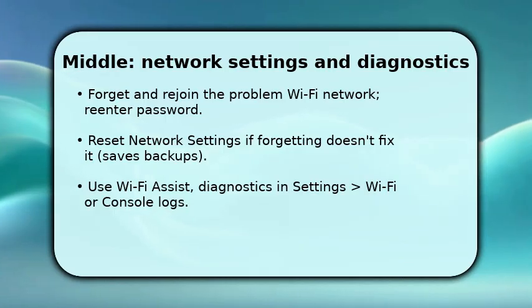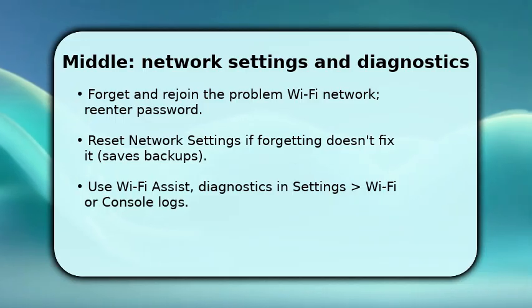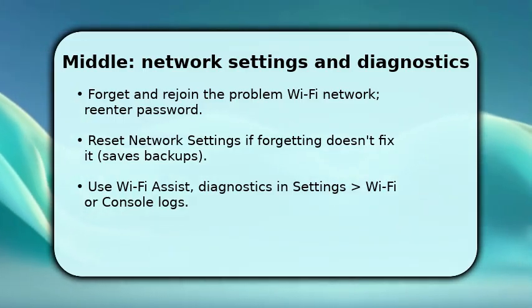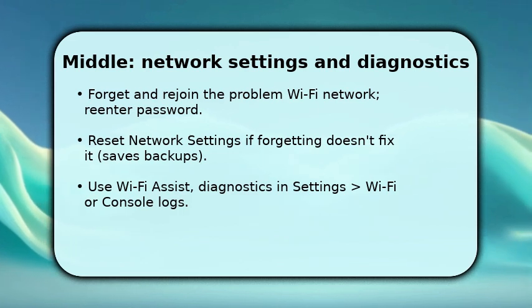While you work, enable Wi-Fi Assist for seamless switch to cellular when signal is weak, and check the diagnostics info in settings Wi-Fi for IP, DNS, and router communication errors to pinpoint the failure.